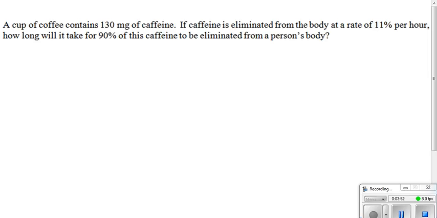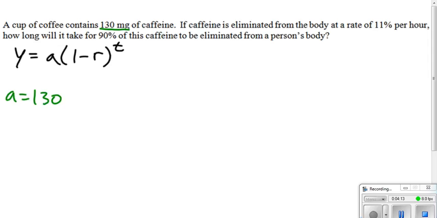So if we're talking about elimination, we're talking about exponential decay. So we want to use the formula y equals a times (1 minus r) to the t, exponential decay. And what kinds of things do we know? We know our initial value is 130 milligrams. A equals 130.